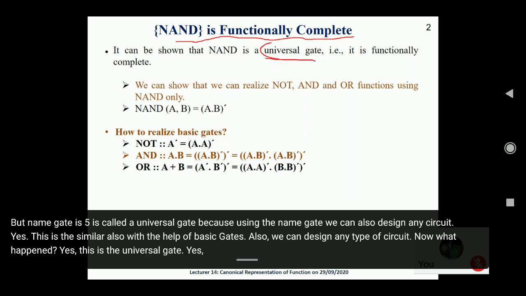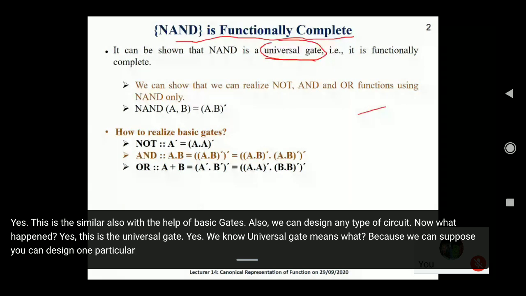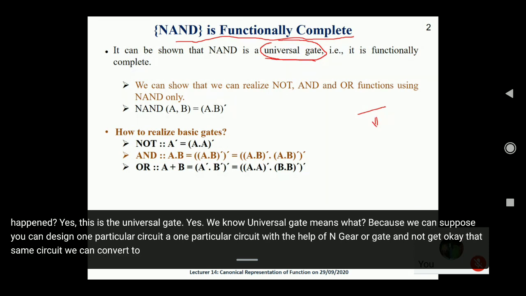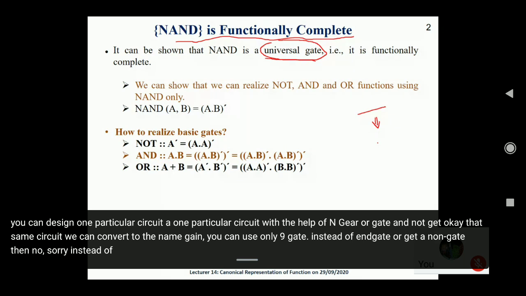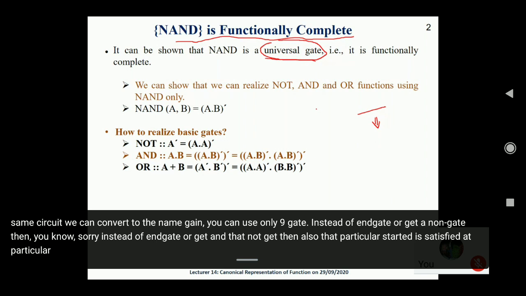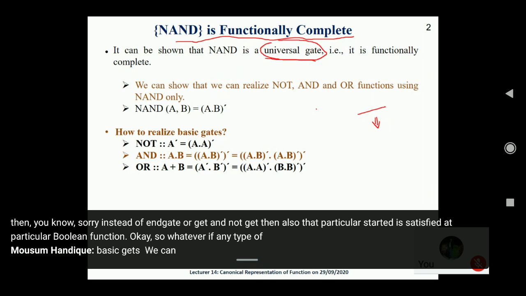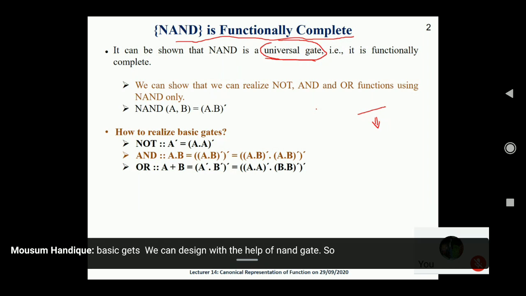Universal gate means what? Suppose you can design one particular circuit with the help of AND gate, OR gate and NOT gate. That same circuit we can convert to NAND gate. You can use only NAND gate instead of AND gate, OR gate and NOT gate, and then also that particular circuit satisfies that particular Boolean function. So any type of basic gates we can design with the help of NAND gate. So NAND gate is a universal gate.